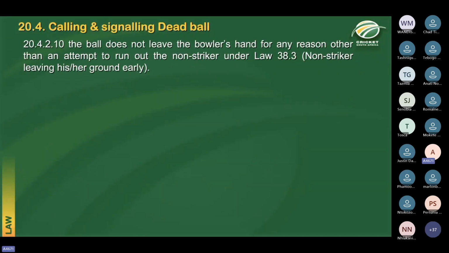Few more instances where we need to call and signal dead ball. If the ball does not leave the bowler's hand for any reason other than an attempt to run out the non-striker, usually the bowler's end umpire in this scenario will call and signal dead ball. If either umpire is satisfied that the ball in play cannot be recovered, they shall call and signal dead ball.